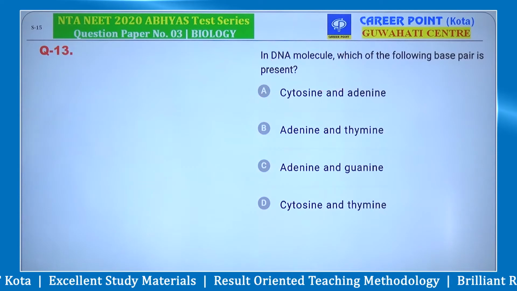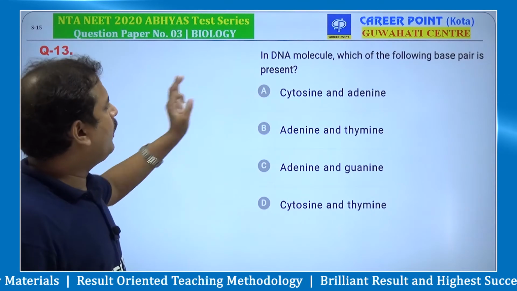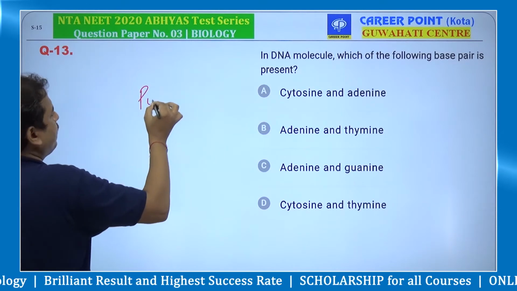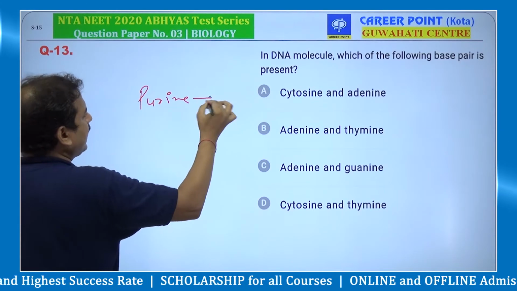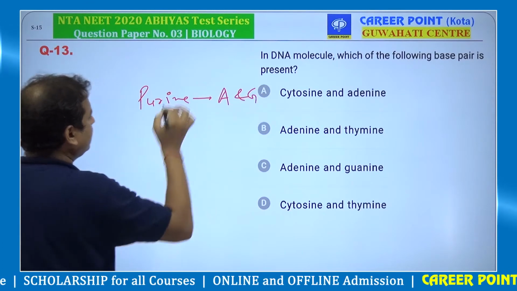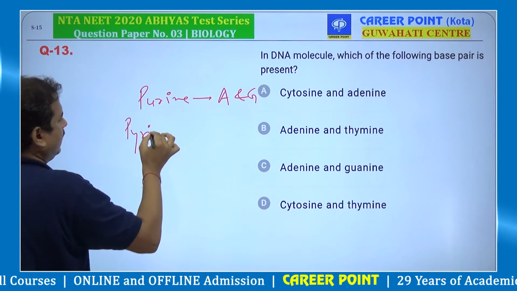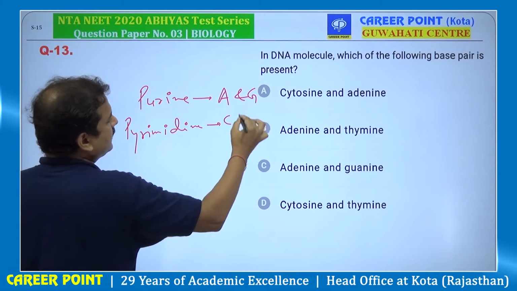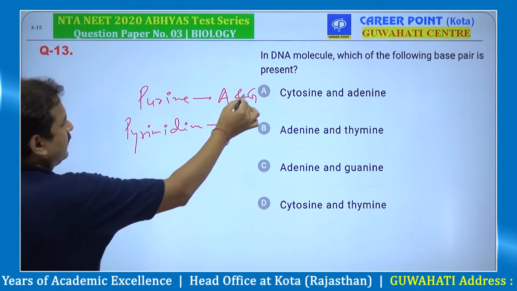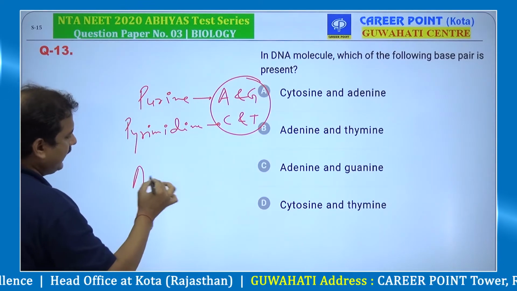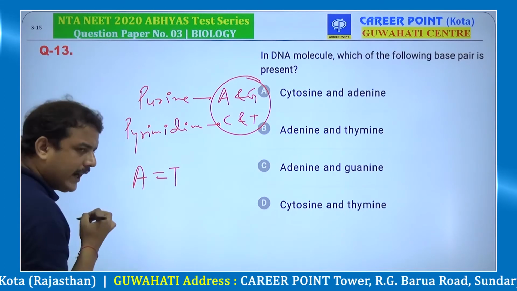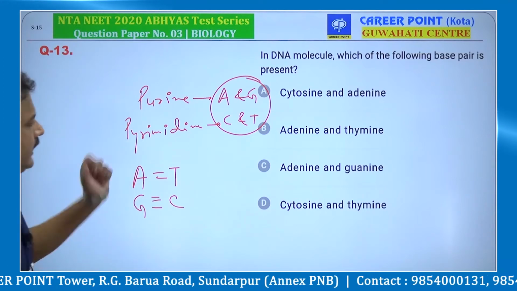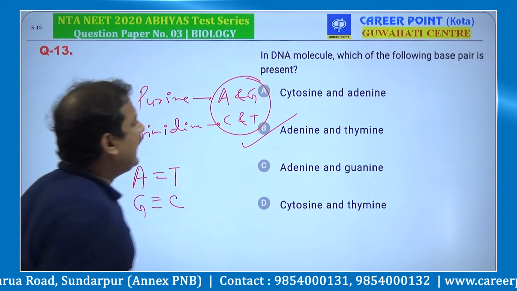Next. In a DNA molecule, which of the following base pairs is present? There are 4 bases present in DNA. Of the purines, the main ones are 2, adenine and guanine, and there are 2 pyrimidines present in DNA, cytosine and thymine. Now these 4 bases make pairs. Adenine is always bonded with thymine with 2 weak hydrogen bonds, and guanine is always bonded with cytosine with 3 hydrogen bonds. So here the answer is B, adenine and thymine.